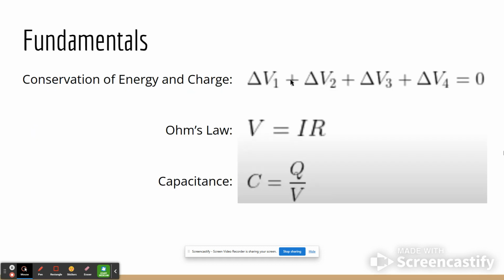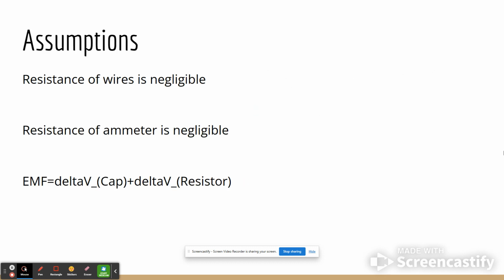So some fundamentals: the conservation of energy and charge formula, which is delta V1 plus delta V2 plus delta V3 plus delta V4 is equal to 0. Ohm's law, which is V is equal to I times R, and capacitance, C is equal to Q divided by V. Some assumptions for this lab: resistance of wires is negligible, resistance of emitter is negligible, as well as EMF is equal to delta V cap plus delta V resistor.